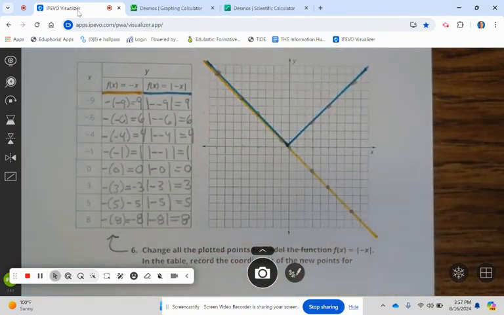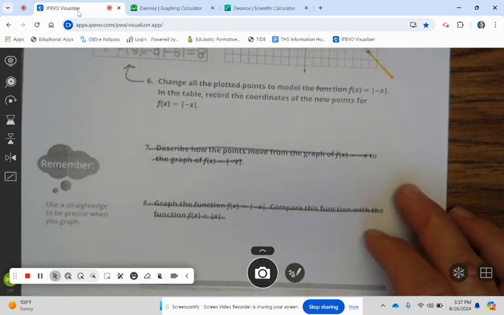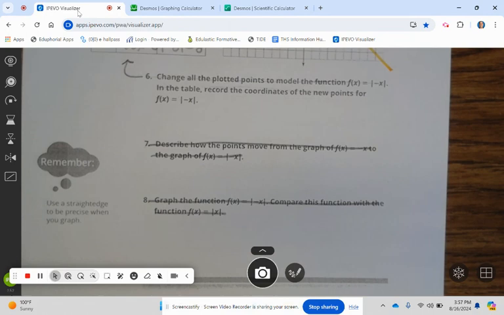All right, go ahead and finish up the graph and table. All right, let's take a look. We've completed number 6. Go ahead and mark out 7 and 8. Let's take a look at the next page.